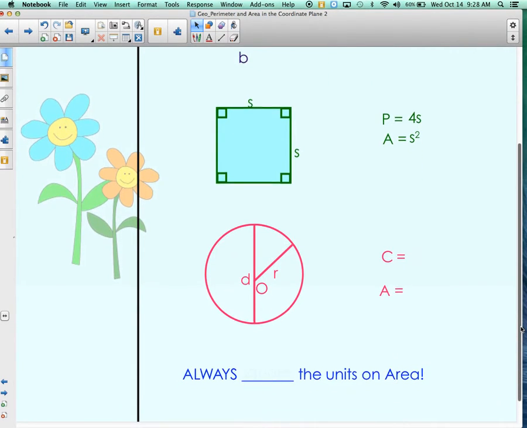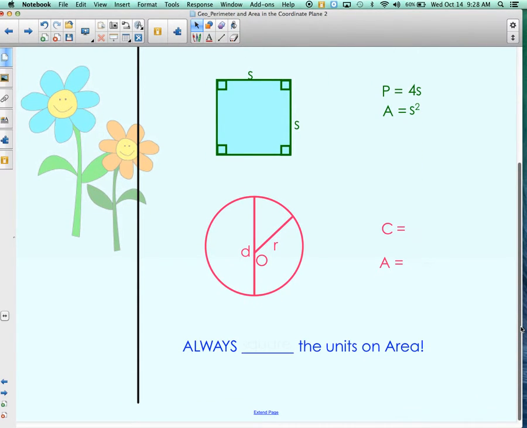Circumference of a circle, which is again the units around. For circumference of a circle, it's 2 times the radius times pi, or pi times diameter. 2 times the radius times pi, or your diameter times pi. It's the same thing. It just depends on, are you given the diameter or are you given the radius?